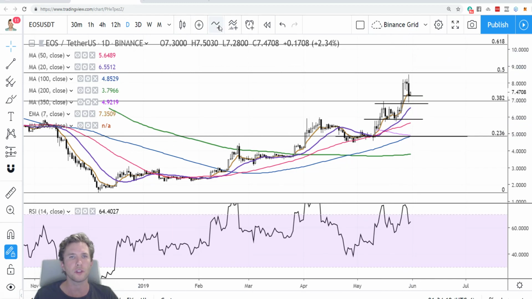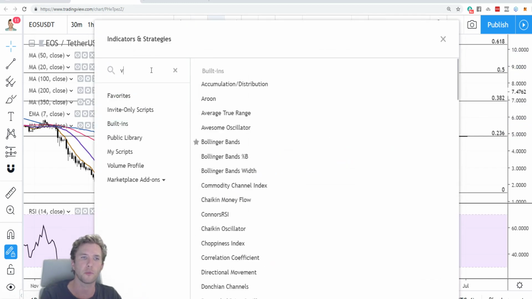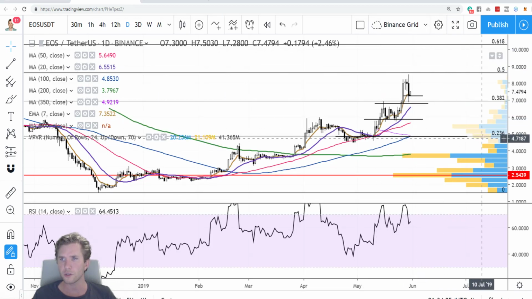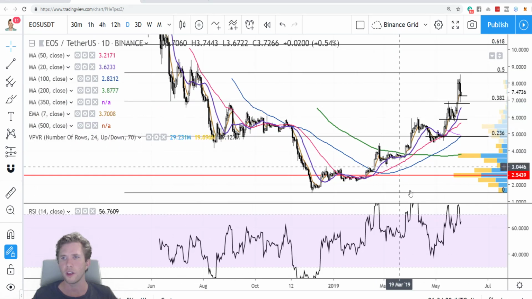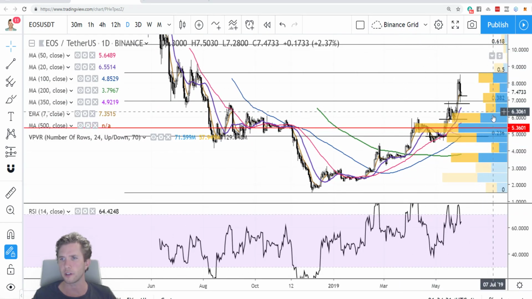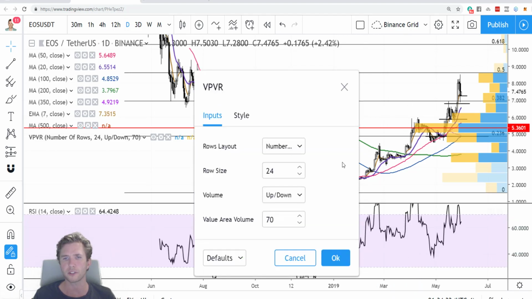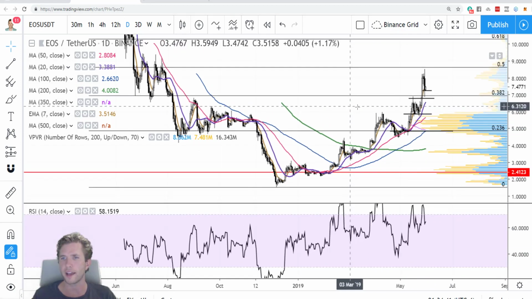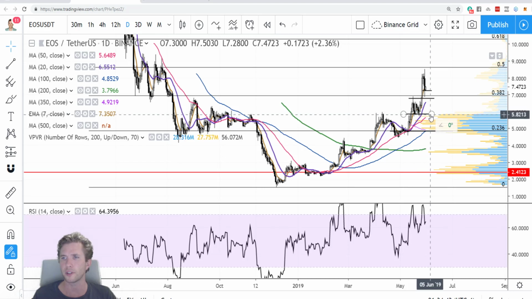You can even use the VPVR, which is the volume profile. I've talked about this a lot in other streams. So here the volume profile isn't showing a lot of support at the 382 level. Maybe if we zoom out, it'll give us more. On the VPVR, I always like to use at least 200 bars, not 2000, just because it gives you a little bit more of an accurate assessment. So the real support is at $6.